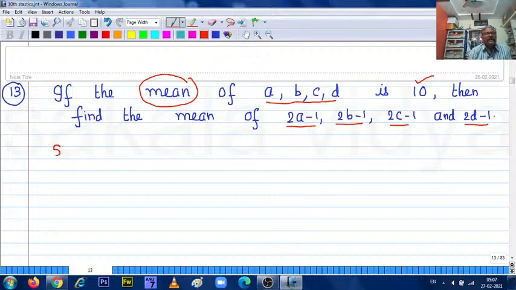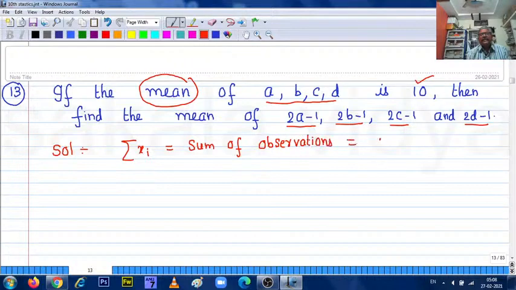So first let us write the mean of the first observations a, b, c, d. First you write down the mean equals sigma xi upon n. In this case, sigma xi is the sum of observations, which is a plus b plus c plus d. That's all, you leave it. Now n equals the number of observations.